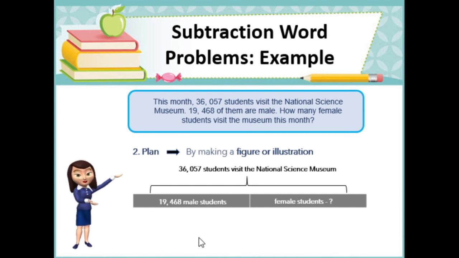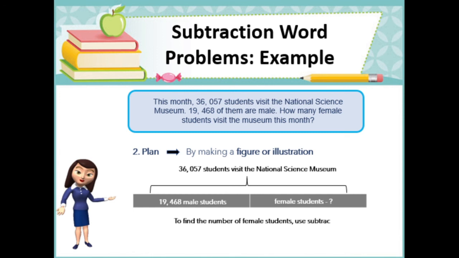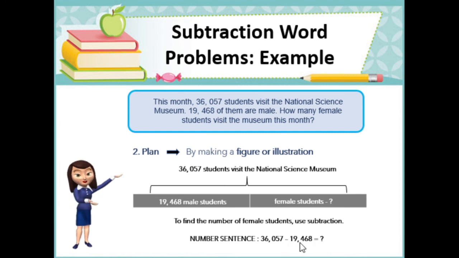So basically, we need to find the number of the female students using subtraction. Or in Thai, it's lop. Okay? So our number sentence would in turn be 36,057 minus 19,468. Now this is what you can see in step 2, the planning stage. Okay?